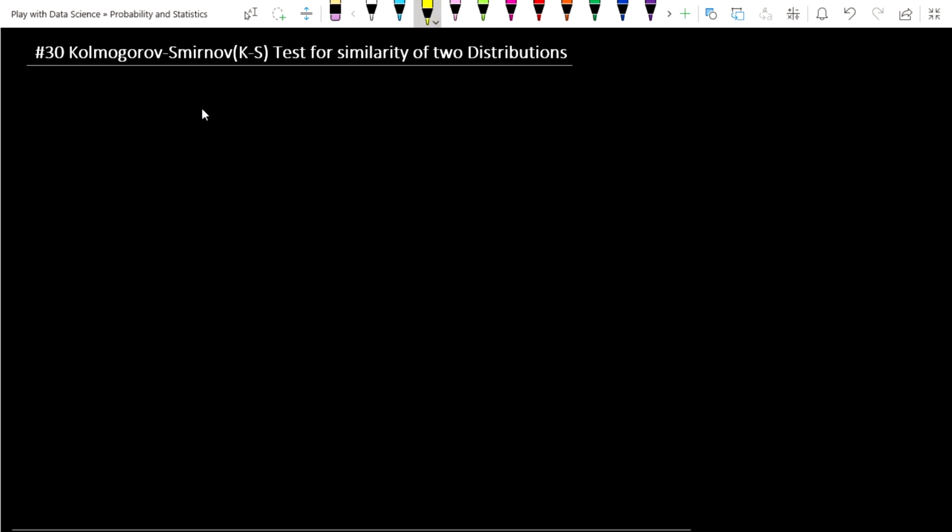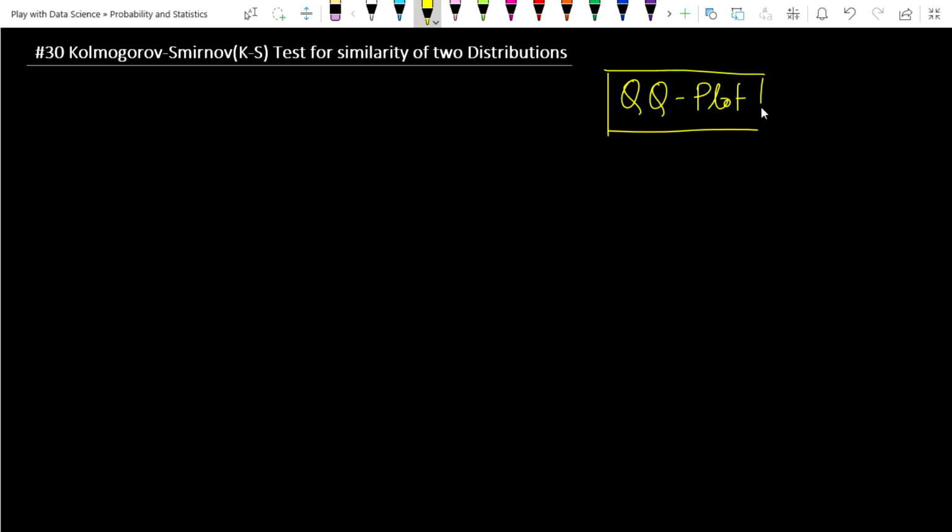In one of our previous lectures, we have seen how to find the similarity between two distributions. Whether two distributions are similar or not, we have already seen by simply using the QQ plot. We have seen the QQ plot used to find the similarity between two distributions, to find out whether the distributions X and Y are the same or not.